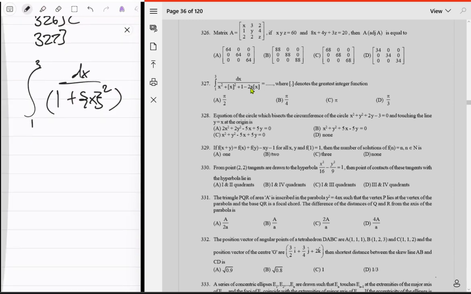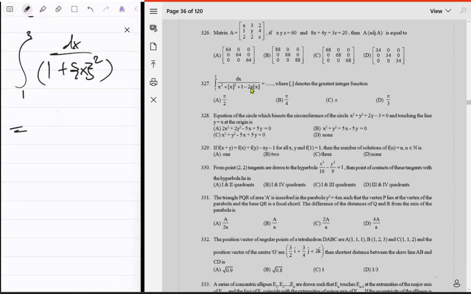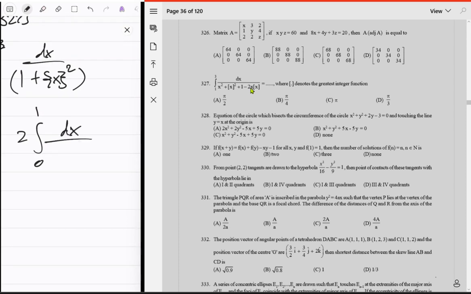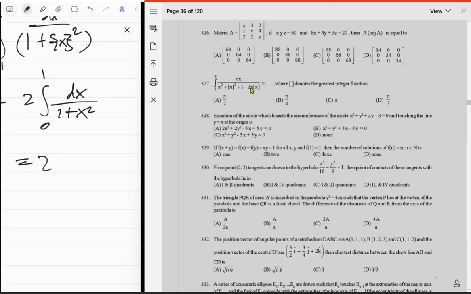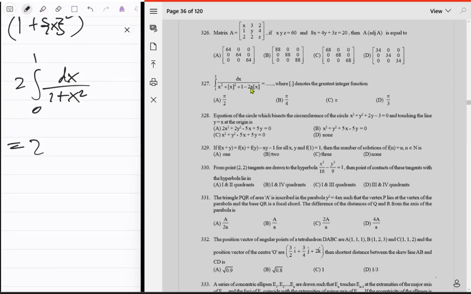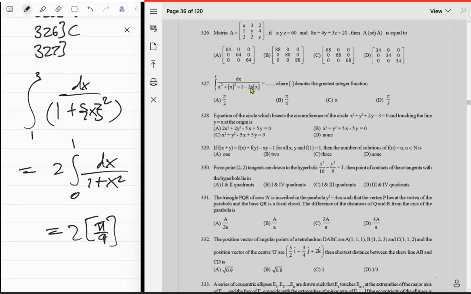This can be 2 times the integration from 0 to 1, because 0 to 1 is basically x, so dx upon 1 plus x squared. So this is basically 2 tan inverse of x from 0 to 1, which is pi by 4, so 2 times pi by 4, which is just pi by 2. So that's my answer, A. Next question.